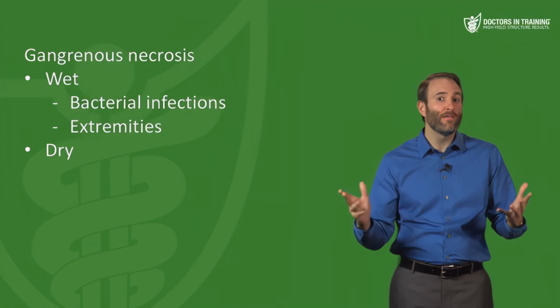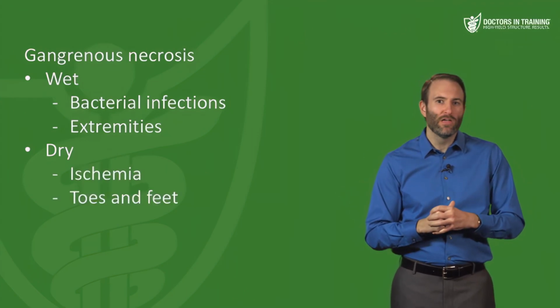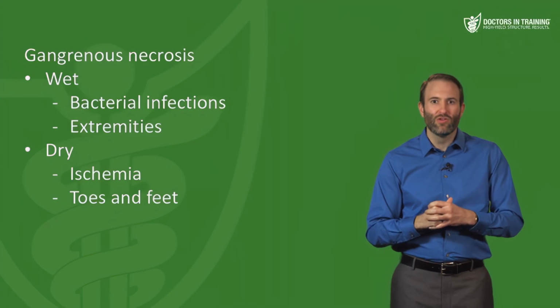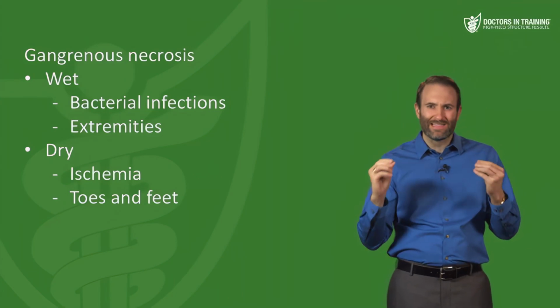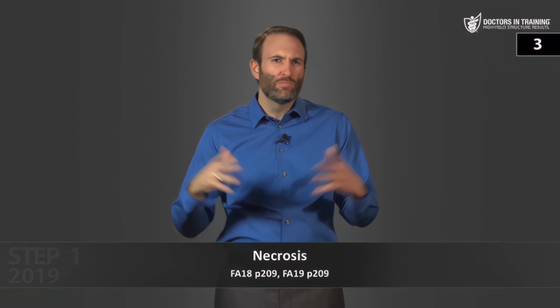There's also a dry version, and this is seen with ischemia, and it occurs in the toes and the feet. And it's mainly due to arterial occlusion. You'll see those really nasty, like black toes. All right, so we've established that necrosis is messy and cellular contents are spilling into the body.